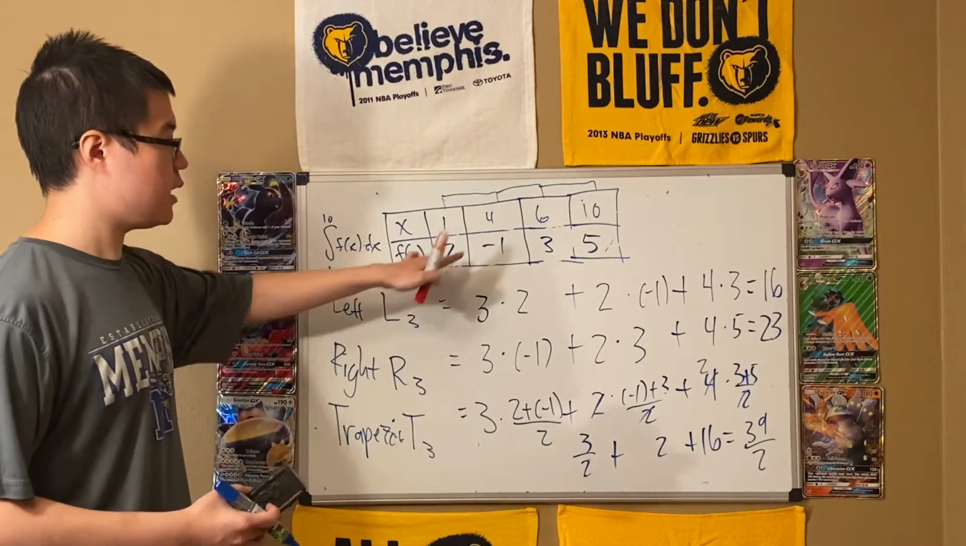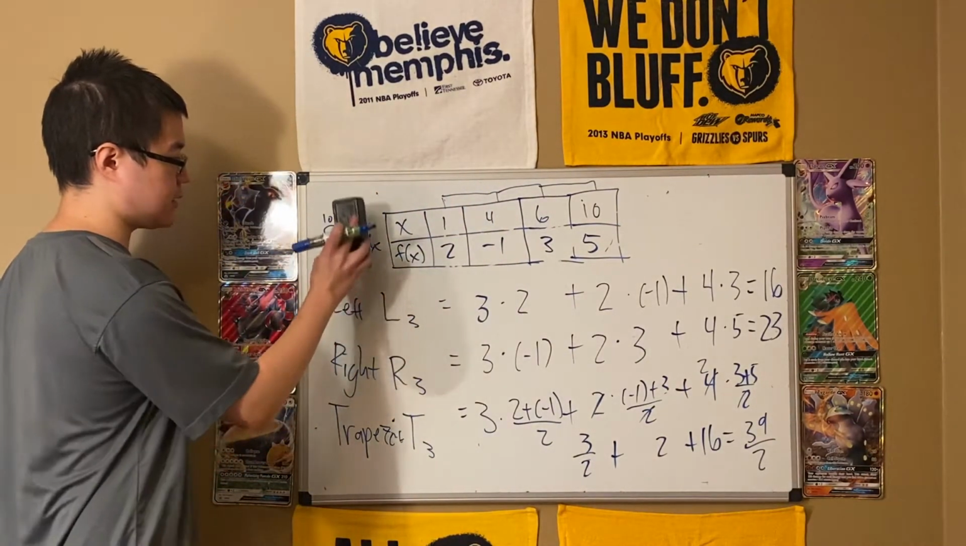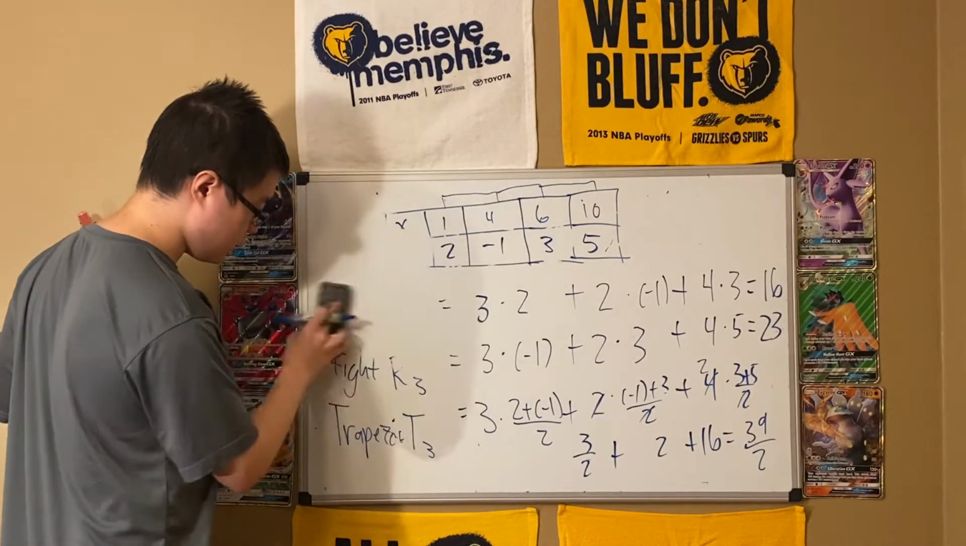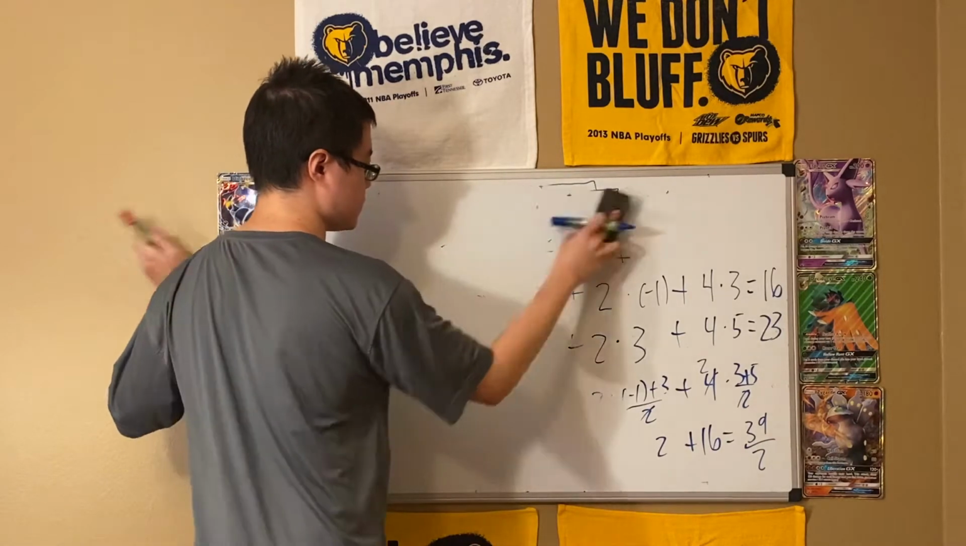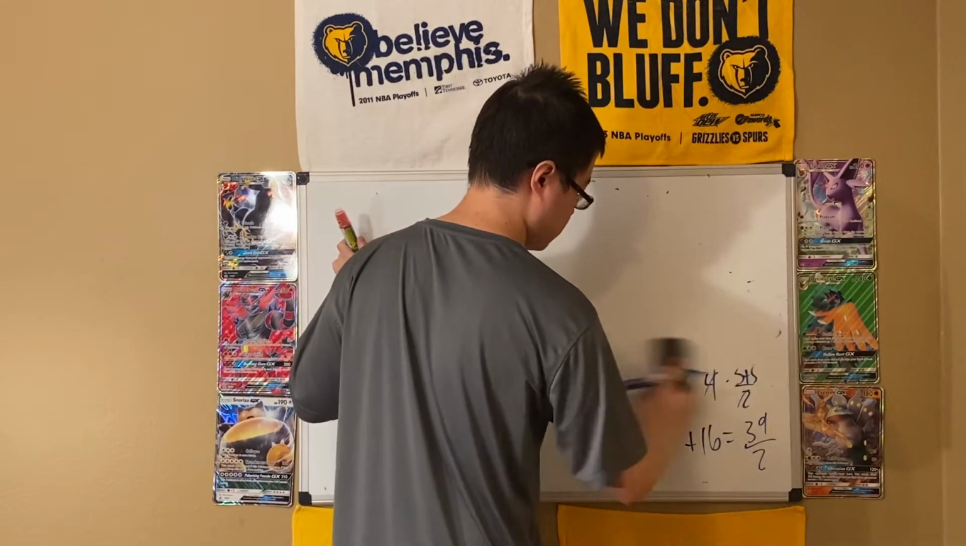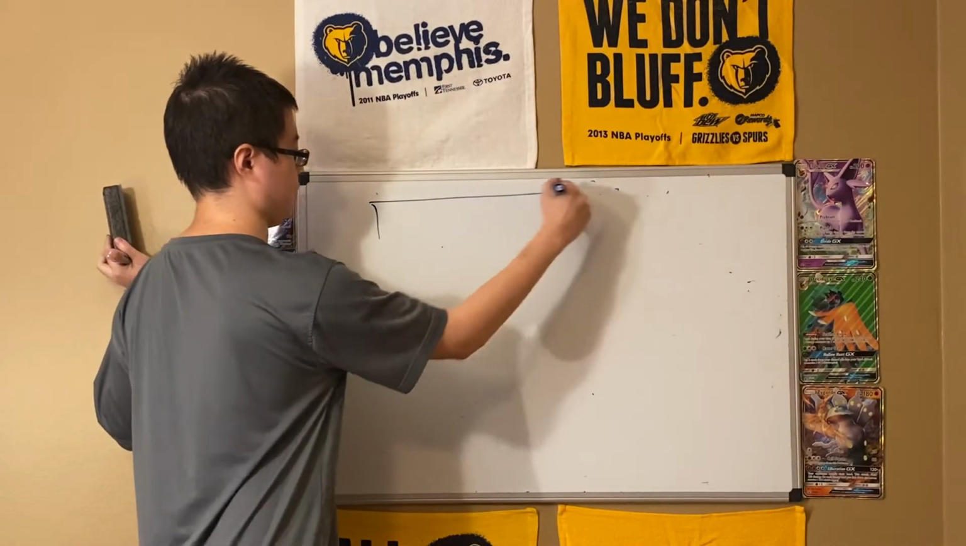Midpoint cannot be done in this table because we don't know the midpoint value in between 1 and 4. So let's erase this guy and let's do a midpoint, to finish off the 4 different kinds of Riemann sums. So I'm just erasing real quick. So midpoint, let's do a second table.